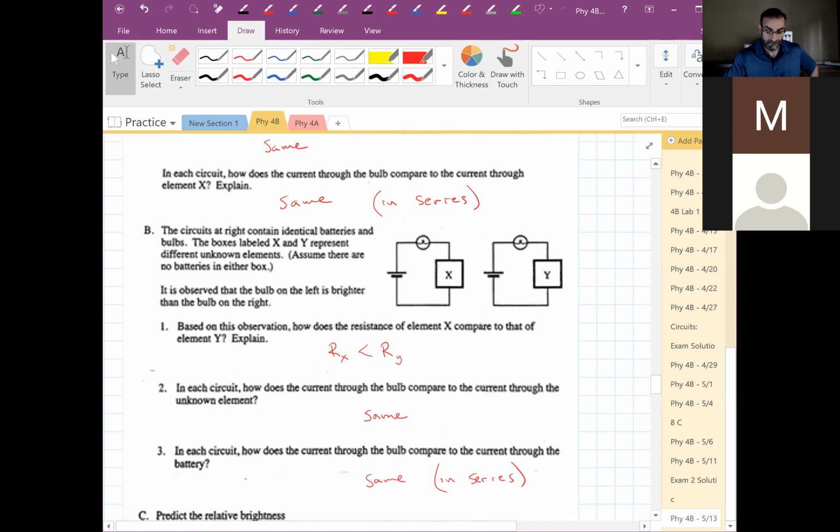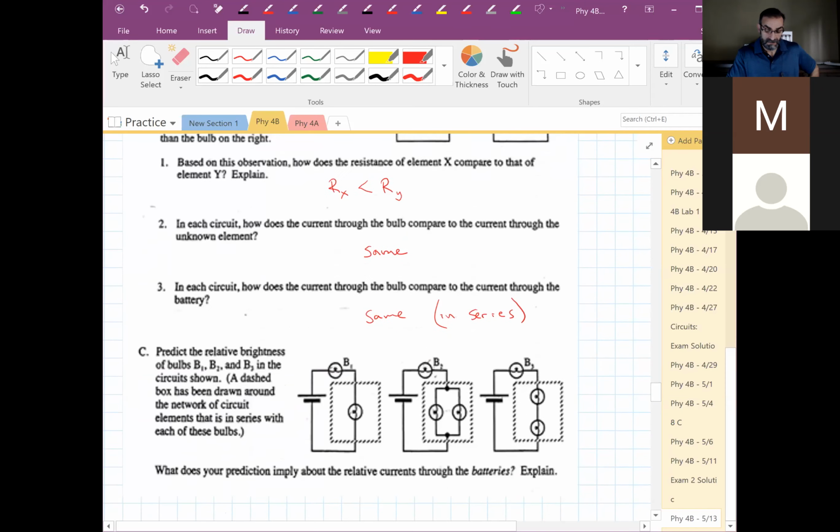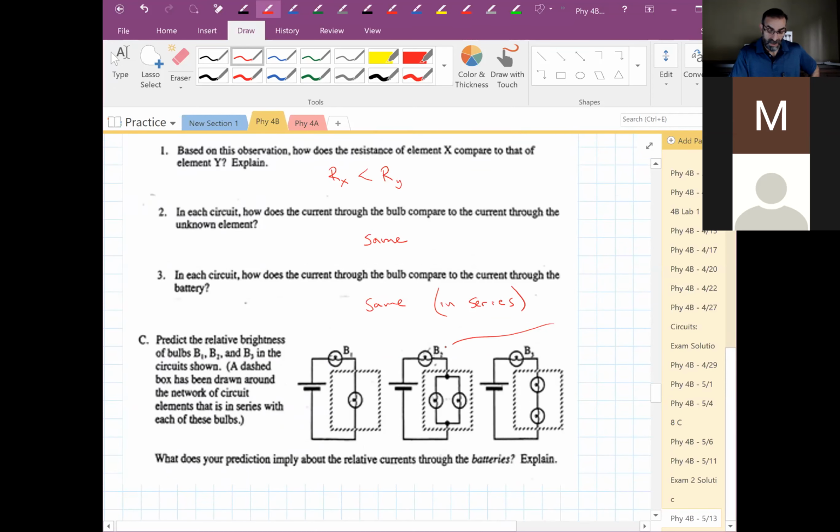What did we say up here? If the brightness of these two bulbs was different, what did that tell us about the resistance of X and Y? Now come down here where we want to compare the brightness of these bulbs. So what could we look at? What might tell us the brightness of those bulbs? The resistance of these unknown elements here, but here they are known.